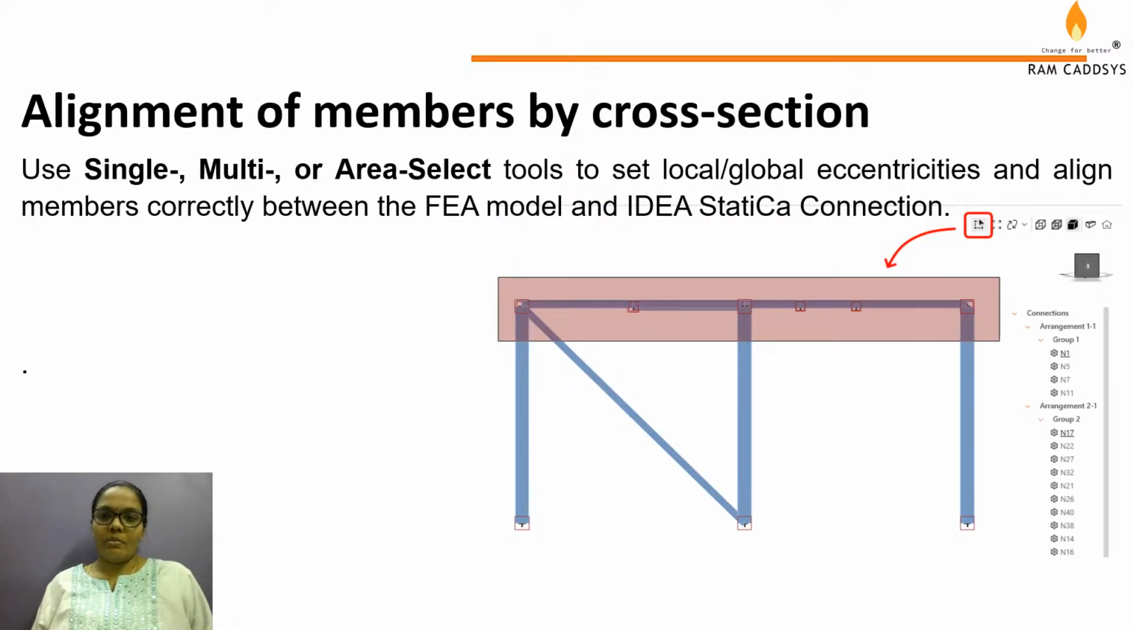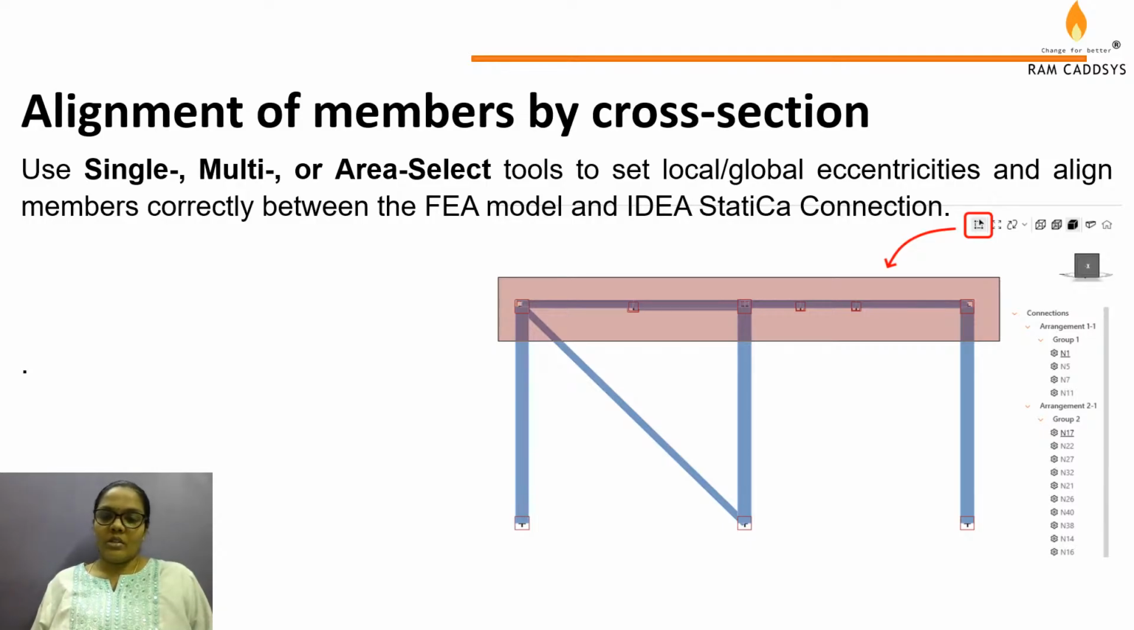Now let me explain the enhancements introduced in the Checkbot application in version 25.1. The alignment of the members is a key enhancement introduced in the Checkbot application, and also the eccentricities, to select global or local eccentricities, and they have also introduced the insertion point.